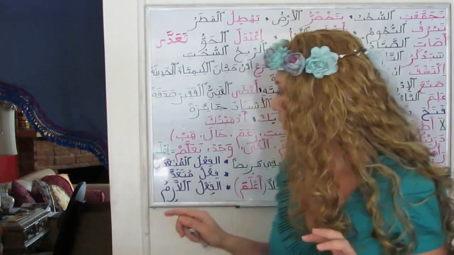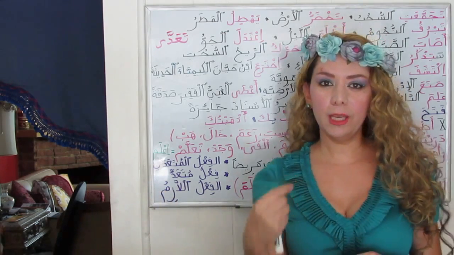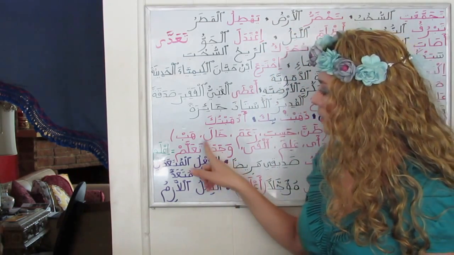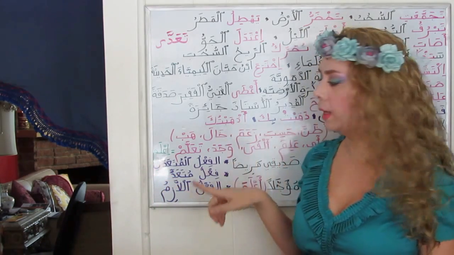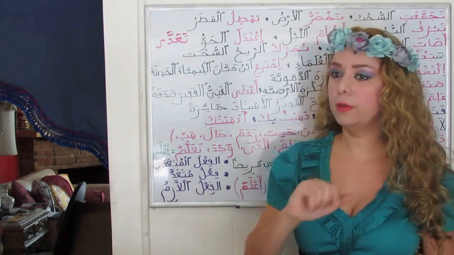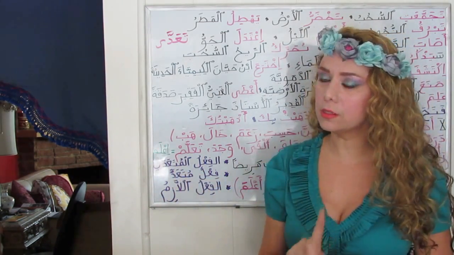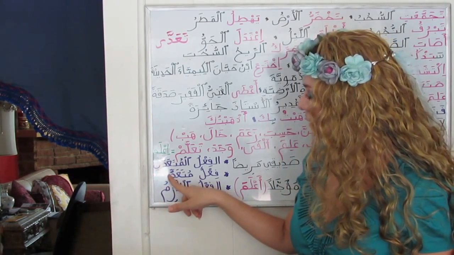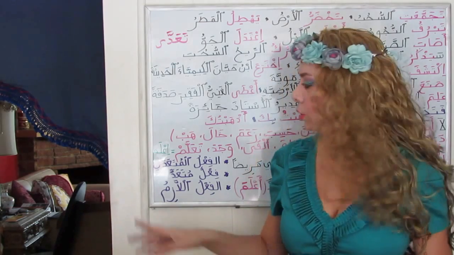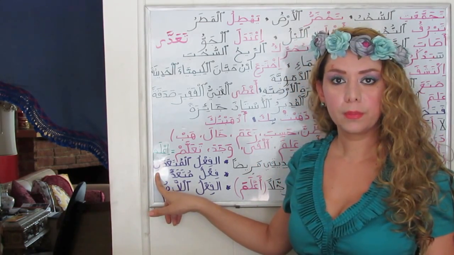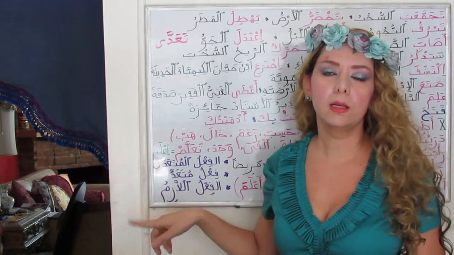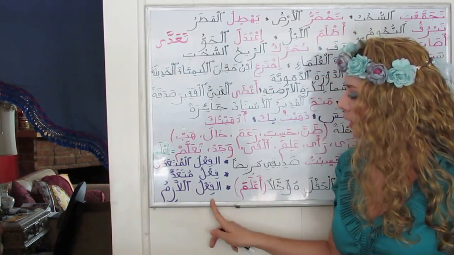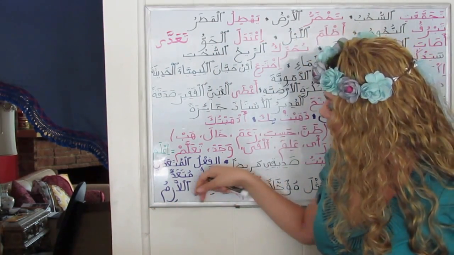Transitive verb, الفعل المتعدي, which is pronounced differently when it is indefinite. So this is the definite expression of transitive verb, الفعل المتعدي. When it's indefinite, فعل متعد. See the difference? المتعدي has the ياء in its end. متعد lost the long vowel ياء. Instead, the last consonant دال is nunated. And intransitive verb, الفعل اللازم or فعل لازم.